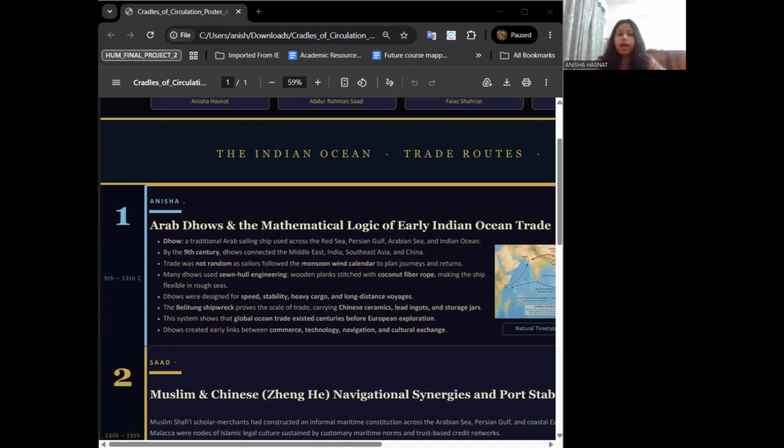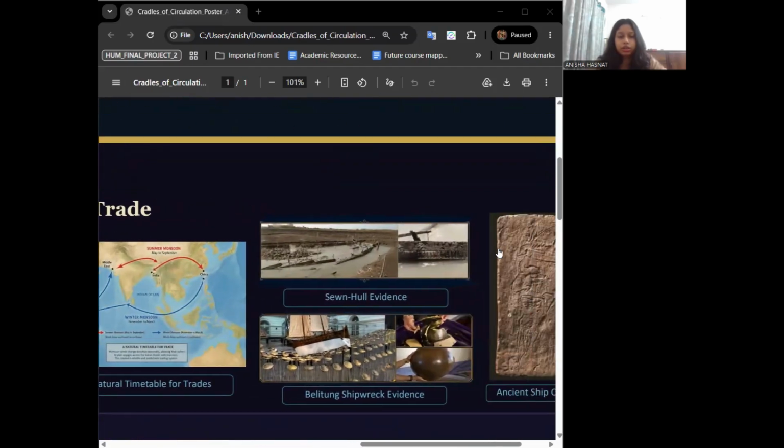My topic today is the Arab Dhow and the mathematical logic of early Indian Ocean trade, covering the 9th to the 12th century. During this period, the Indian Ocean connected three of the ancient world's largest economies: Abbasid Iran, Tang China, and Srivijaya Sumatra, and the vessel that made this connection possible was the Arab dhow. So here is a picture of the Phanom Surin, a 9th century Arab dhow, which we will talk about later on.